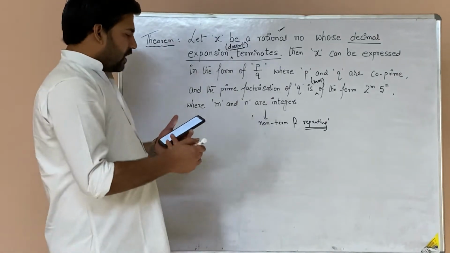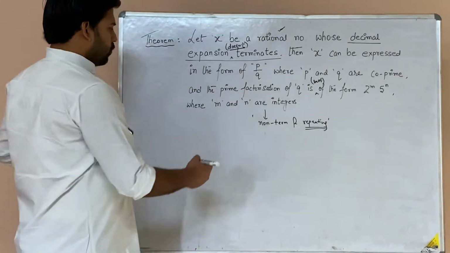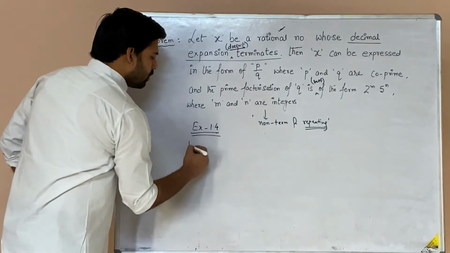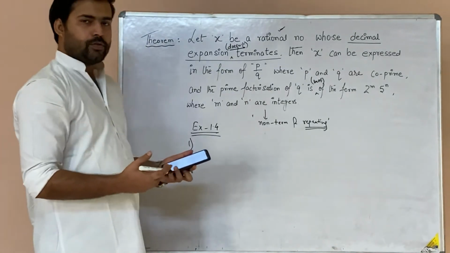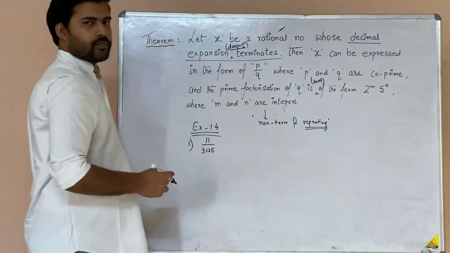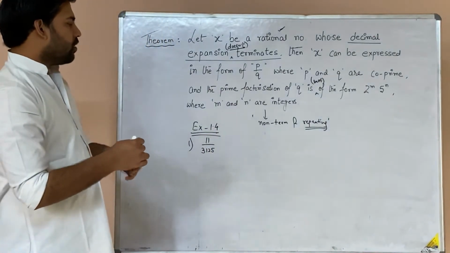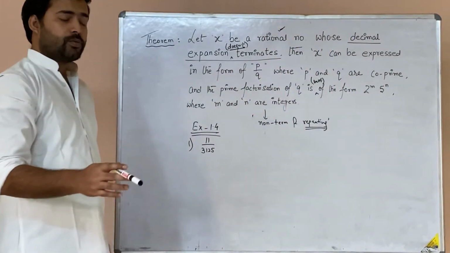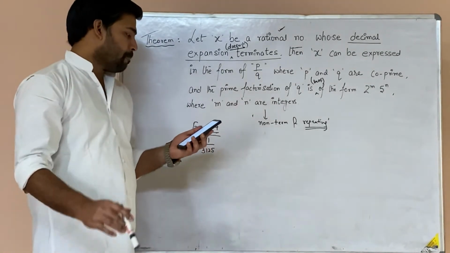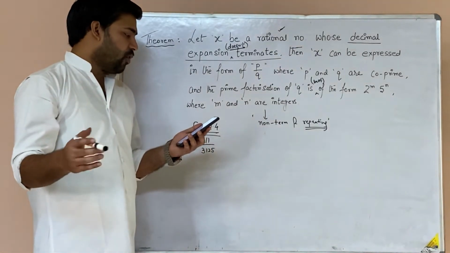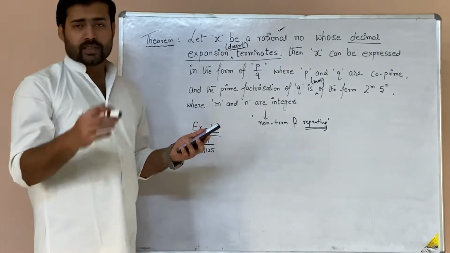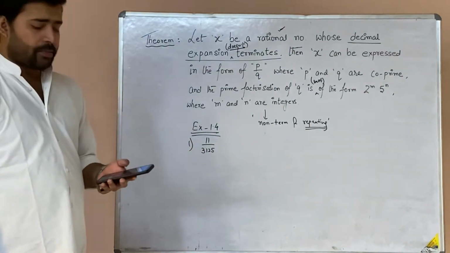So based on this, if I look at the questions of exercise 1.4, the exercise is extremely simple. You can do it right now only. The first question, each and every question you need to do what? Say 11 upon 3125. Before doing the question, you first understand what the question is asking from you. Without actually performing the long division, state whether the following rational numbers will have a terminating decimal expansion or non-terminating decimal expansion. They are just asking you about terminating and non-terminating decimal expansion.